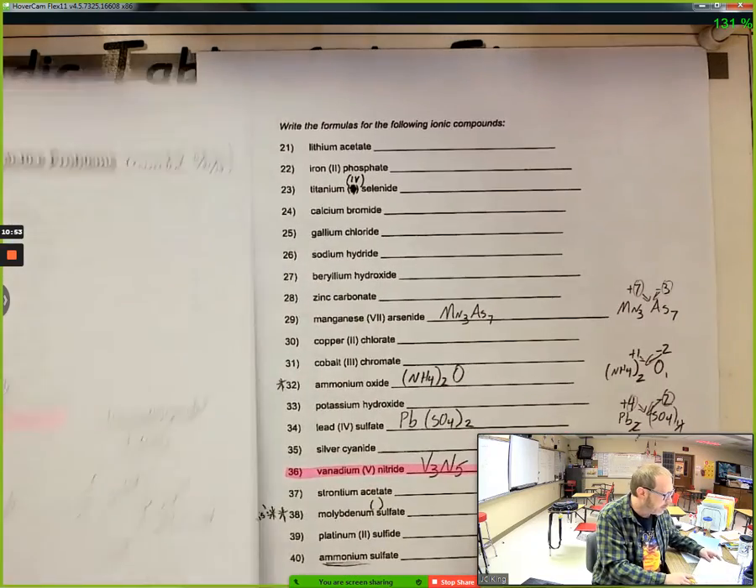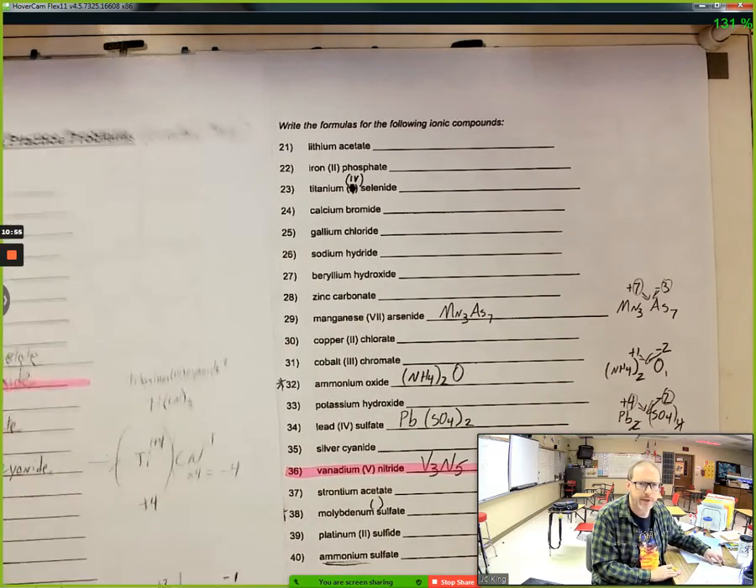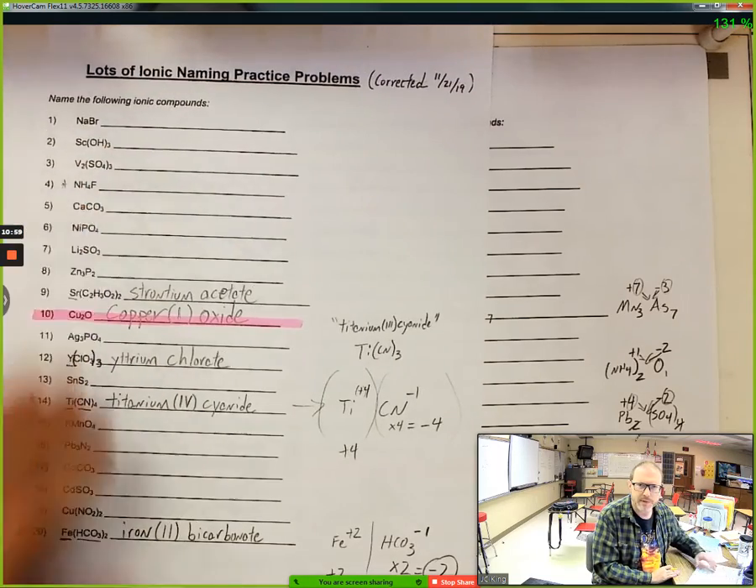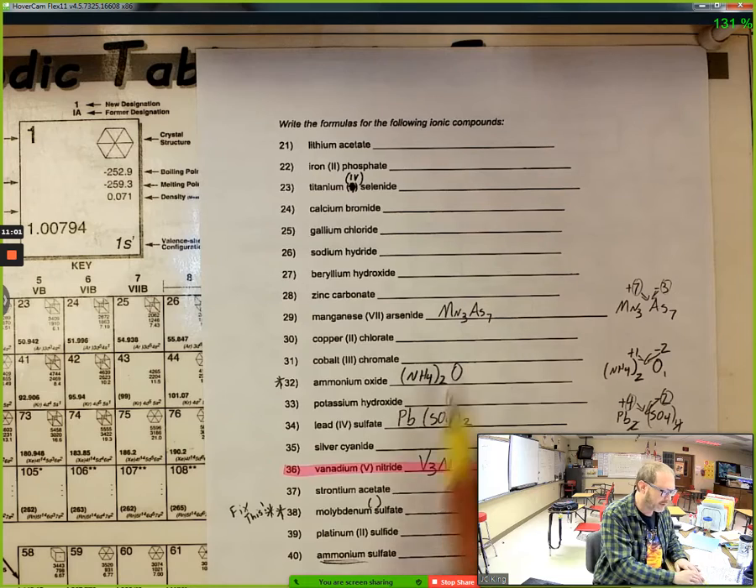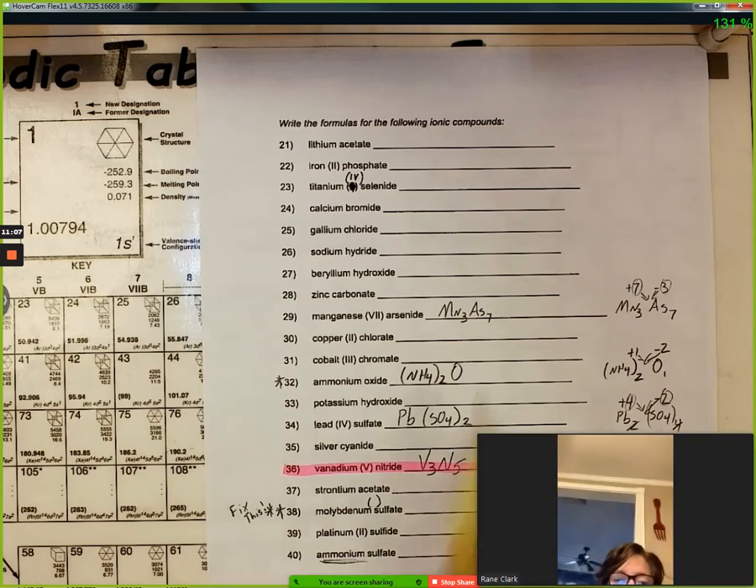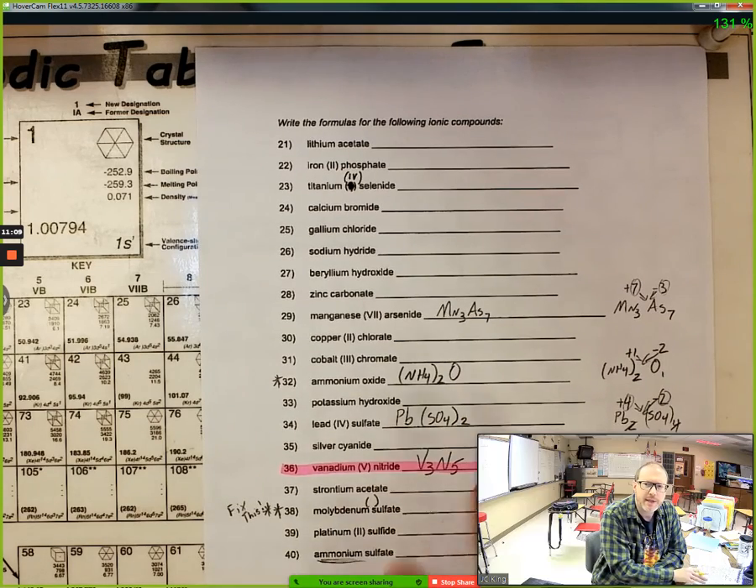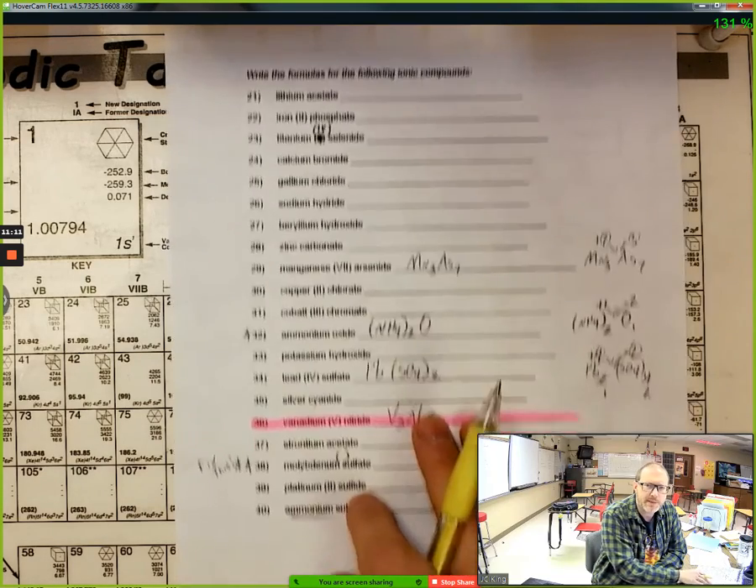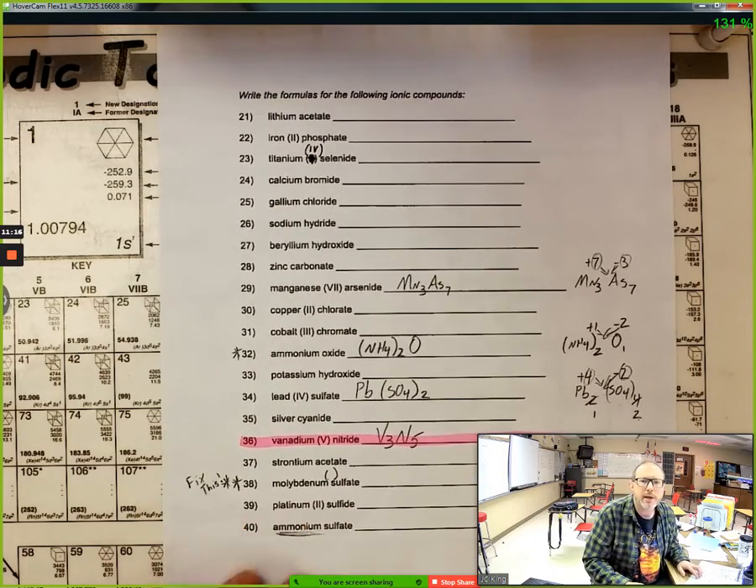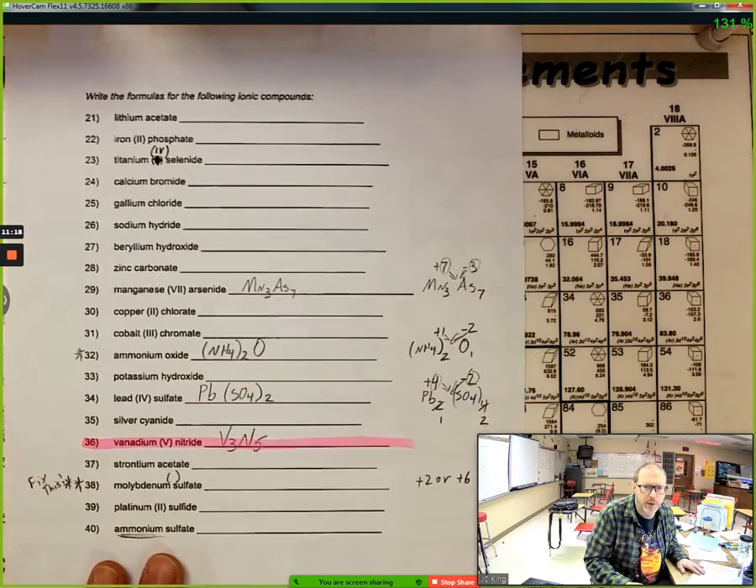What do y'all think? And you can just tell me in the chat there. What do you think is harder? Do you think it's harder to write the names if you're given the formulas, or do you think it's harder to write the formulas if you're given the names? The formulas. Think it's harder to write the formulas? Okay, then let's spend some time on the formulas. And just looking at the second page right here, y'all give me a number and we'll go work it.